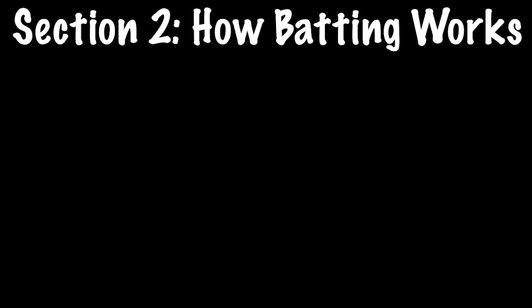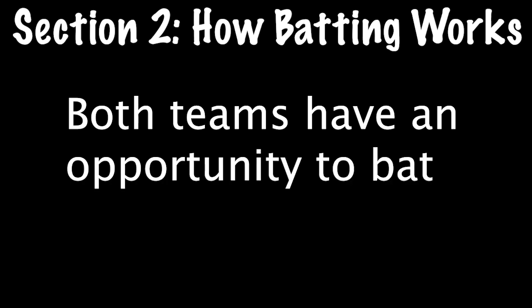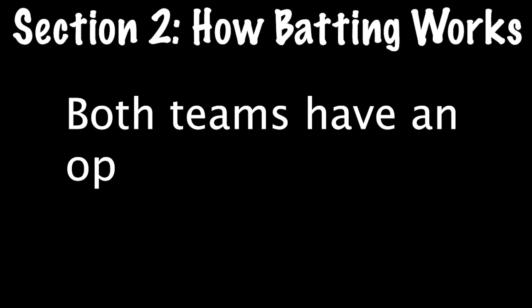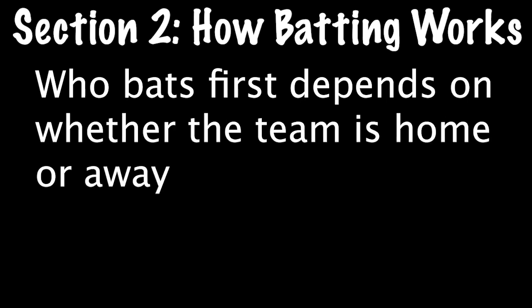So now with all of that, let's move on to the second section and talk about how exactly batting works. So understand that both teams have an opportunity to bat. This is not a scenario in which one team is going to be batting the entire time and one team is going to be on the field all the time. No, they will be switching from batting to being on the field, back to batting, to being on the field, etc. Now, who bats first is determined by who is the home team versus who is the away team, which, of course, with an MLB game, will be very obvious.